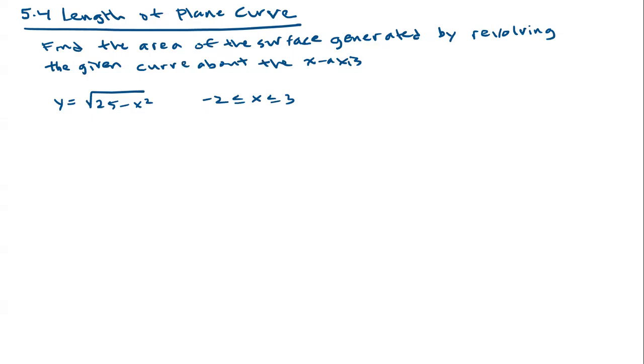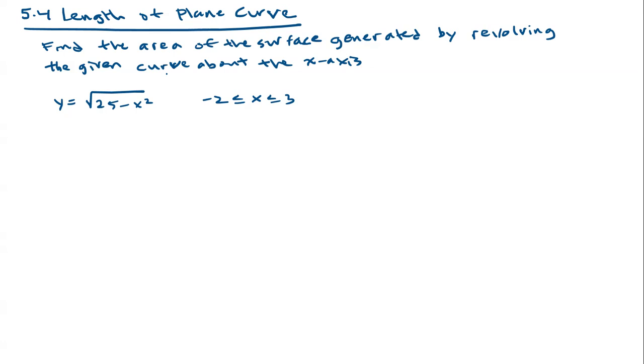All right, so in this particular problem, we're trying to find the length of the plane curve. In this case, we're trying to find the surface generated by revolving the given curve about the x-axis. So we have y is equal to the square root of 25 minus x squared, and we're going from -2 to +3. So the very first thing we need to do is take the derivative.